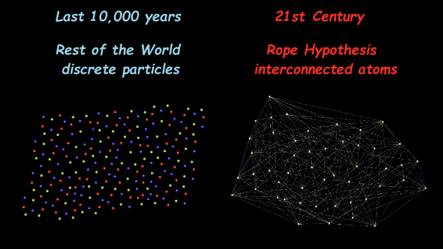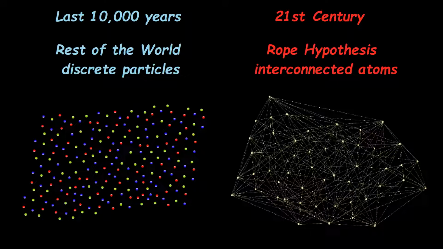Okay, so what are the differences between what we have today in physics and what we propose? Well, here it is, a summary. Last 10,000 years, everybody has proposed discrete particles. And of course, they end up with irrational explanations. What do we propose instead? We propose that all atoms in the universe are physically interconnected. That is, physically interconnected. What interconnects them? What we call the electromagnetic rope.